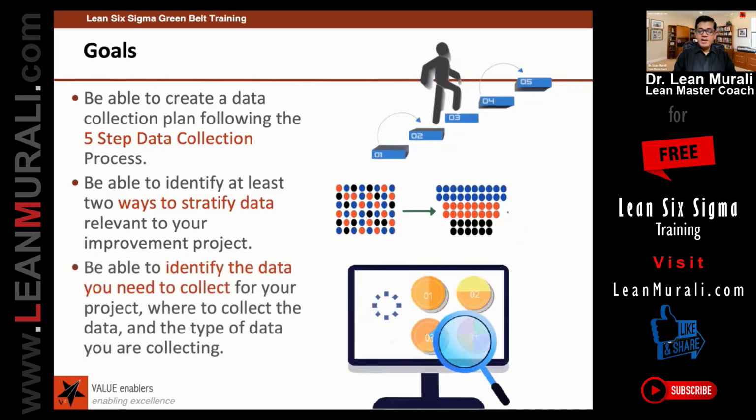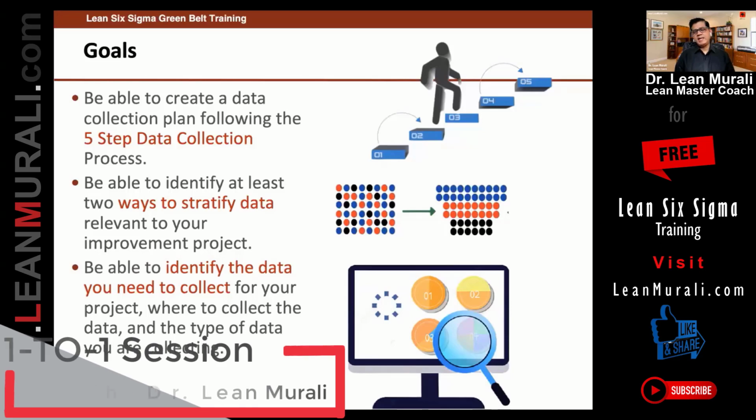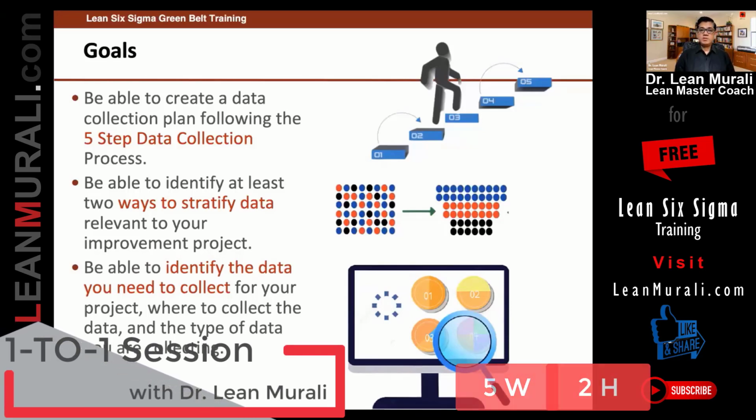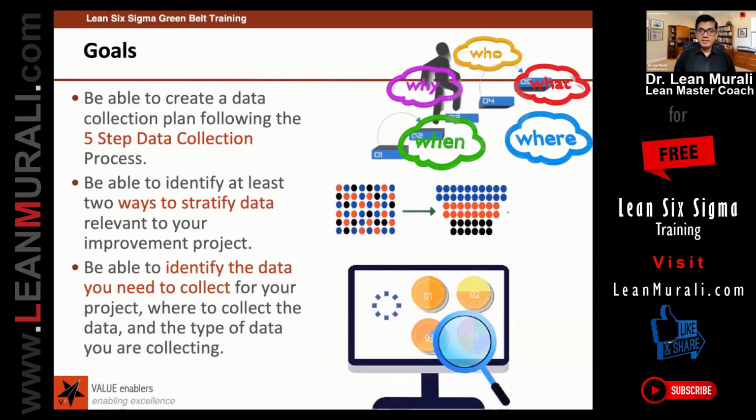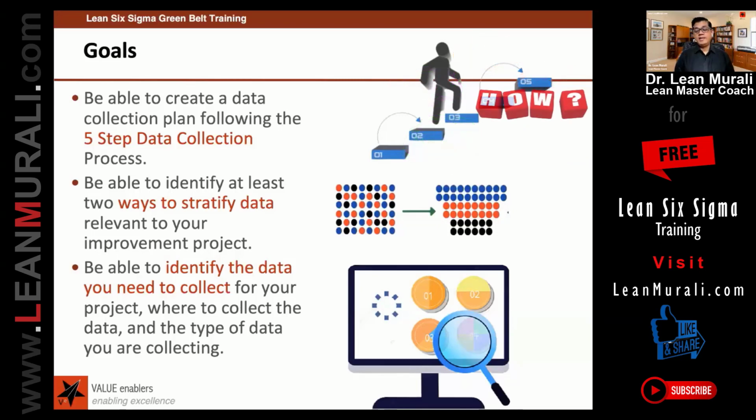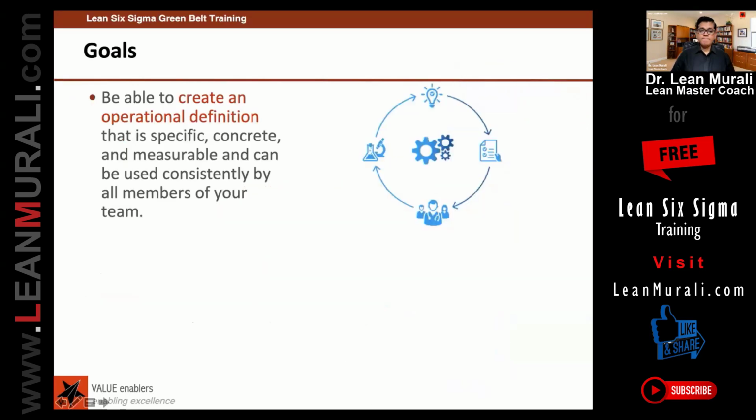Then be able to identify the data you need to collect. Those are the goals for a project. For your project, what are the data you need to collect? Where to collect the data? And the type of data that you have to collect. The complete data collection plan that includes 5W and 2H: why you should collect the data, what data you should collect, when you should collect the data, where you should collect the data, how you collect the data, how much you collect. All that should be very, very clear.